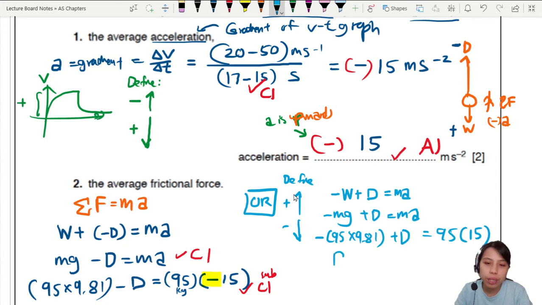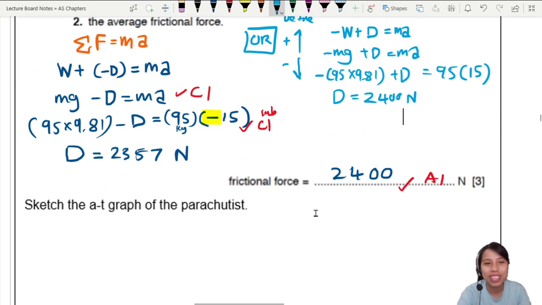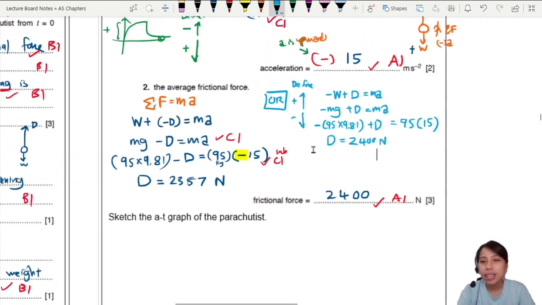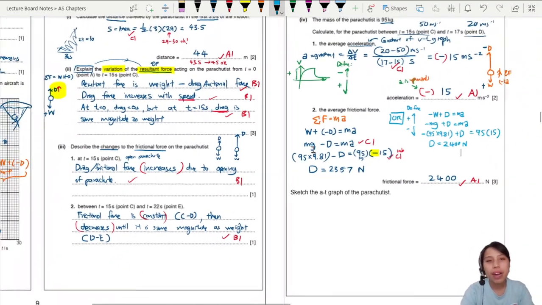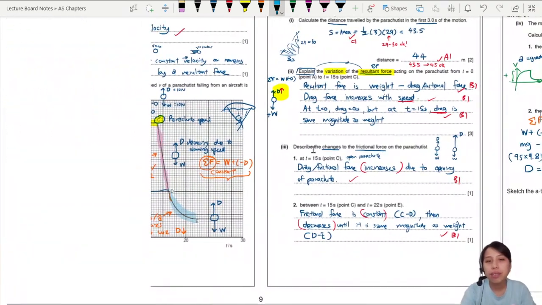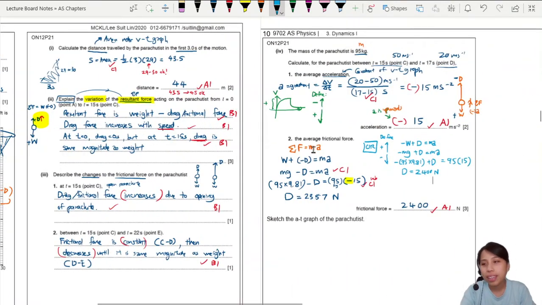So you do this, you will still get the same value, 2400 Newton for the drag force. And it's more a matter of the sign. You choose a system, you stick with it, but make sure to know which direction is which. Otherwise, something somewhere will go wrong. So I think that's the end of the official question: how you can interpret a graph, explain it, and then calculate it.